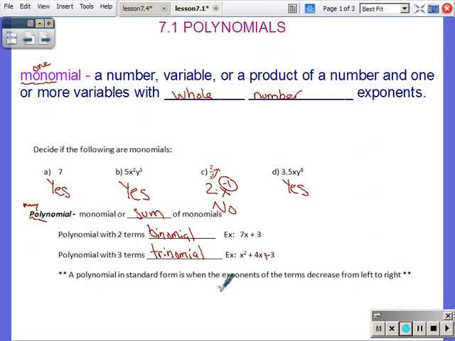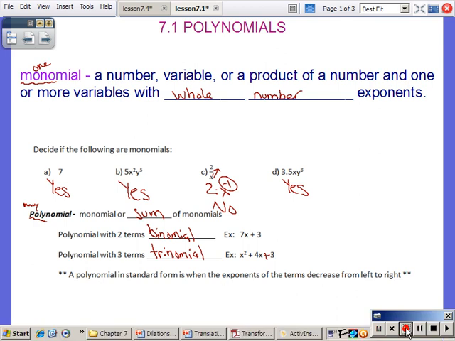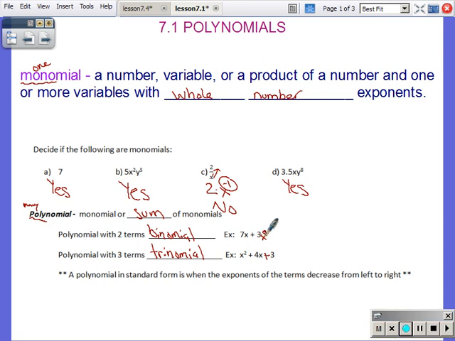A polynomial is said to be in standard form when the exponents on the terms decrease from left to right. So we are going to look at the exponents on the variables. Both of my examples here are in standard form. This x is to the first. Constants, plain numbers, I could really put an x on there, but it would have to be to the 0 power. So here's x to the first, then x to the 0. That's good. 2, 1, and again this 3 would have an x to the 0 on it as well.